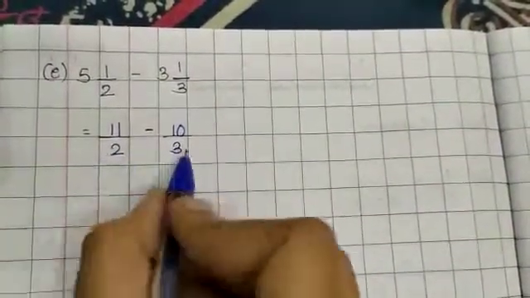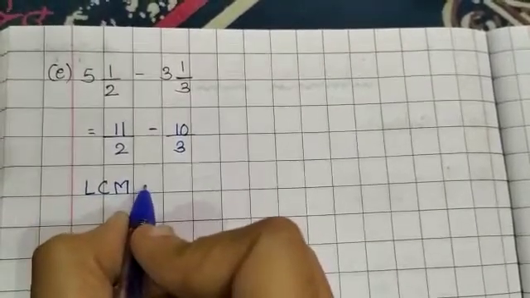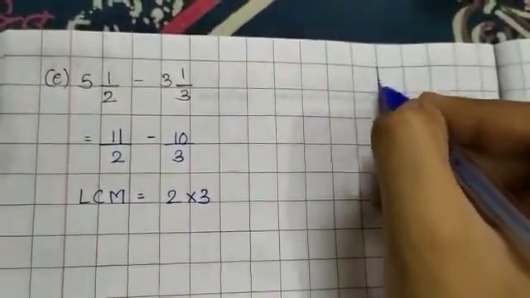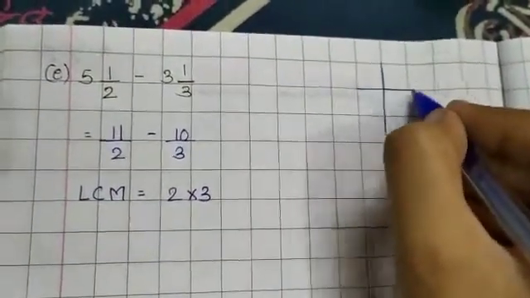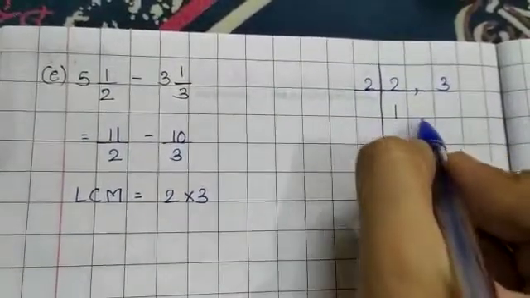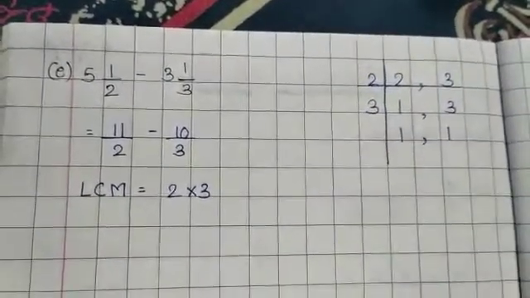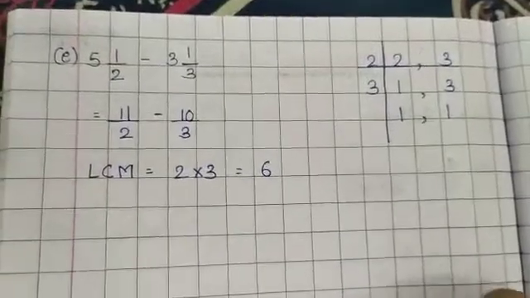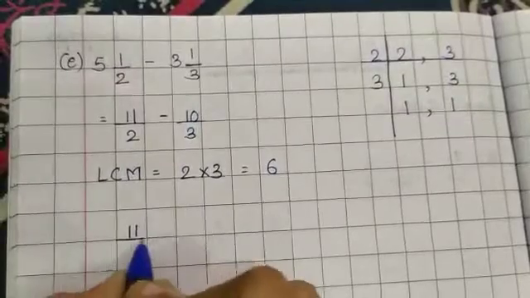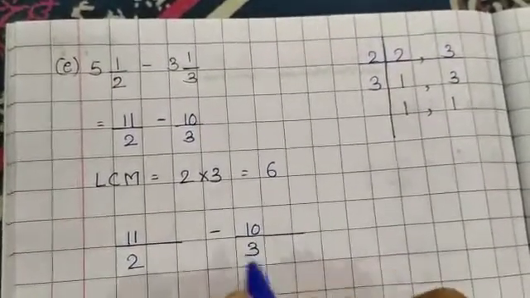Now denominators are different, 2 and 3. So find LCM of 2 and 3. 2 3. So 2 ones are 2, 3 as it is. Now 3 ones are 3. So 2 3s are 6. LCM is 6. So now 11 upon 2 minus 10 upon 3.